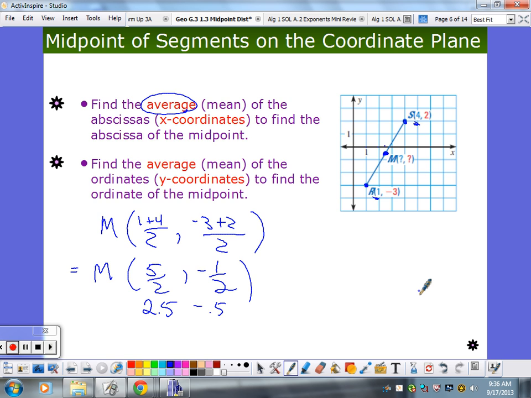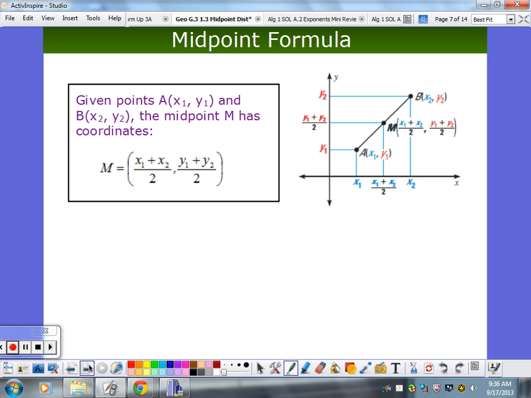So we do have a generic formula, which is following here. This is the generic formula. It looks complicated. A lot of these formulas look complicated, so I'd like you to know exactly what you're doing. This is just take the two x's, add them, divide by 2. Average the x values. And this one, y1 plus y2, divide by 2, you're just averaging y values.